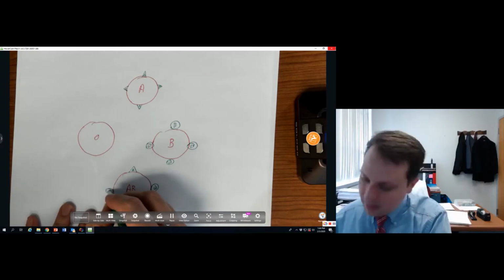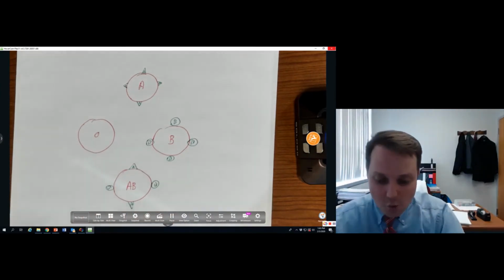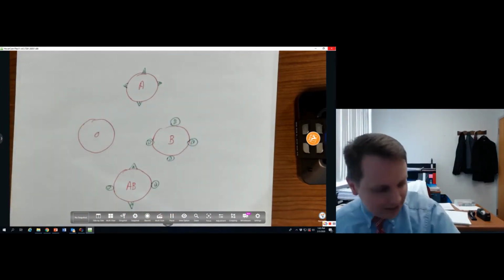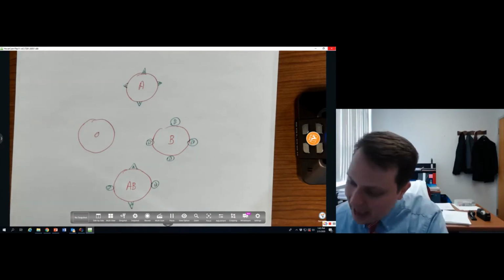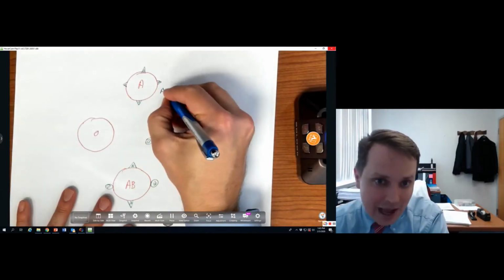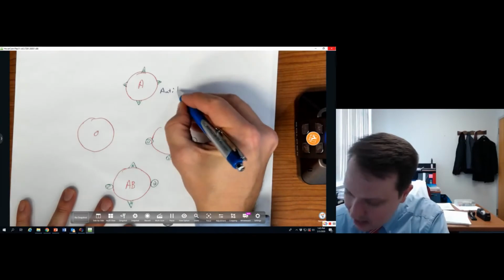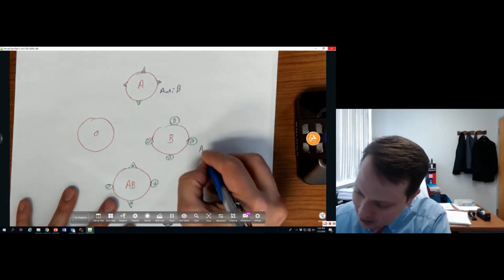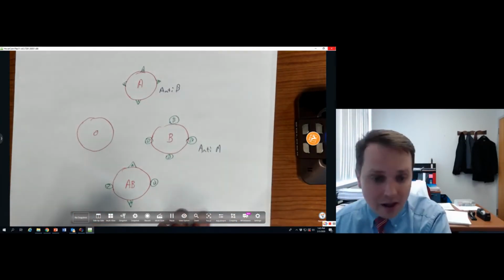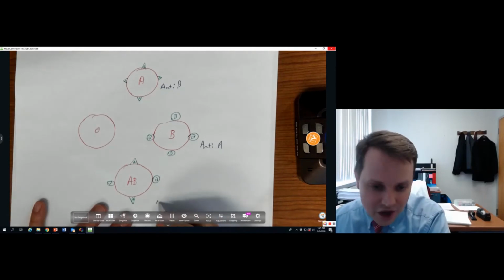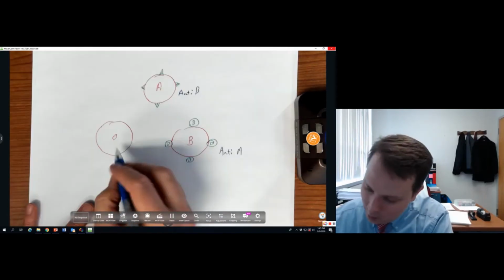Okay, and O has none. Remember, the antibodies are also present. A has anti-B. B has anti-A. AB has none. And O has both.